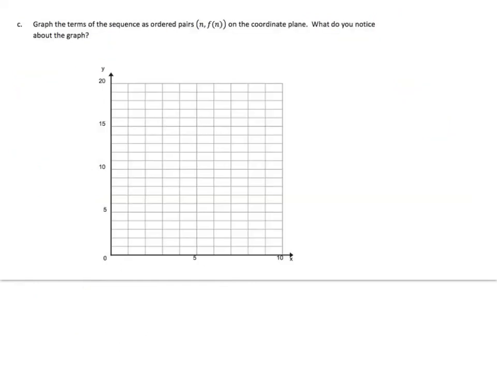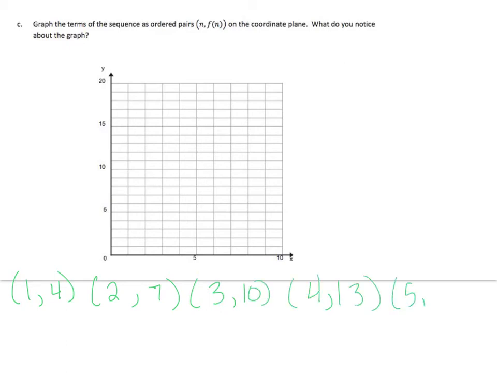Graph the terms of the sequence as ordered pairs n, comma, f of n. So when n equals 1, we had 4. When n equals 2, we had 7. N equals 3, 10. N equals 4, 13. N equals 5, 16. Let's go ahead and graph that. So I go over 1 up 4. Oh, that's huge. Over 1 up 4. Oops, not quite on the dot.